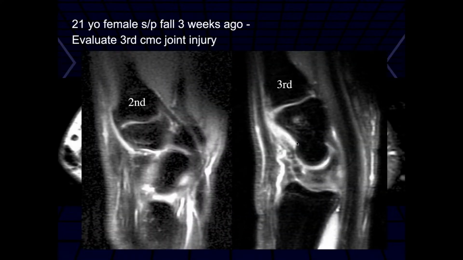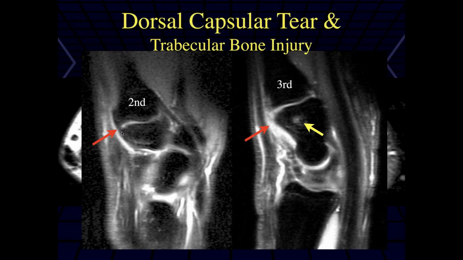Okay, so this is two sagittal images comparing the second and third carpal metacarpal joint, and you can see along the dorsal aspect of the third CMC joint that ligament is absent or torn. And there may be some capsular injury there with edema. Yeah, where it's intact on the second. On the second, yeah, but it's torn on the third. Torn on the third, that's right, and a little bit of bone edema right next to it. And this was a dorsal capsular tear with a little trabecular bone injury there.